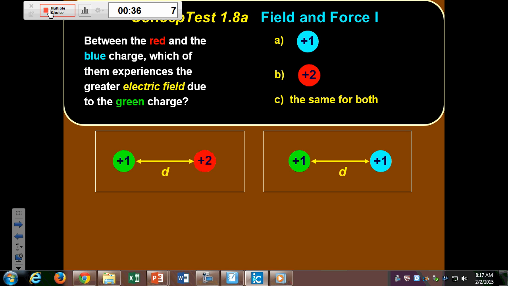Now let me remind you of something. Aren't doing real great on this. If this is my charge Q, then my electric field is kQ over R squared, where this is my distance R. So where is the electric field greater? Is it greater at this point, or is the electric field greater at this point? The electric field due to that green charge.